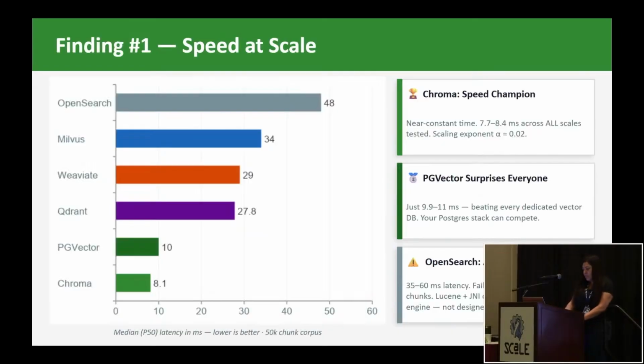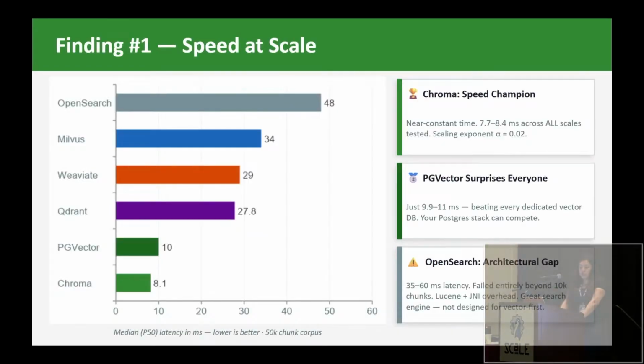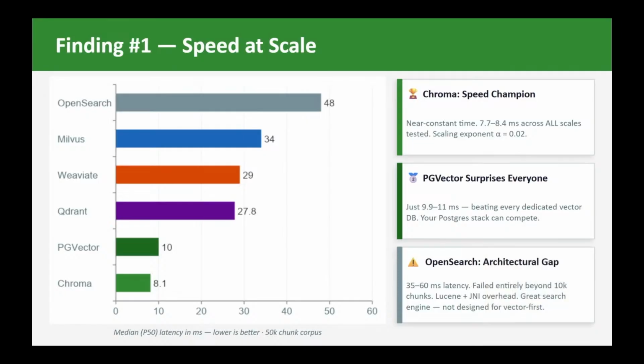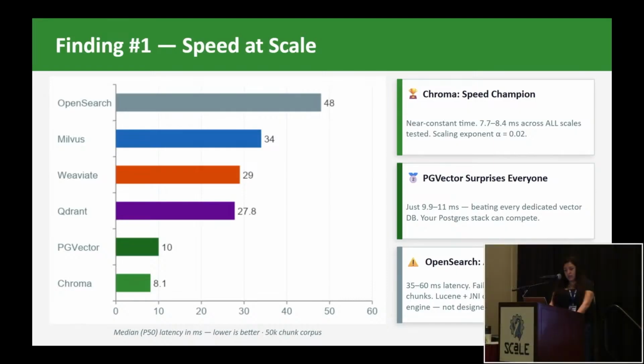Okay, so getting to the findings. This chart shows median P50 query latency at 50,000 chunks, a realistic small to medium RAG corpus. So obviously, Chroma is the clear speed winner. 7.7 to 8.4 milliseconds, and that number barely moves as the corpus grows. If you have a sub 10 millisecond SLA requirement, Chroma is the vector DB to go with.